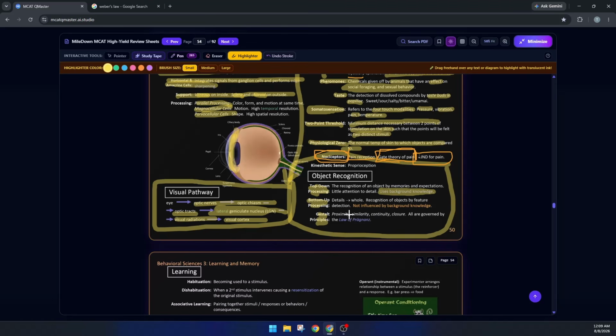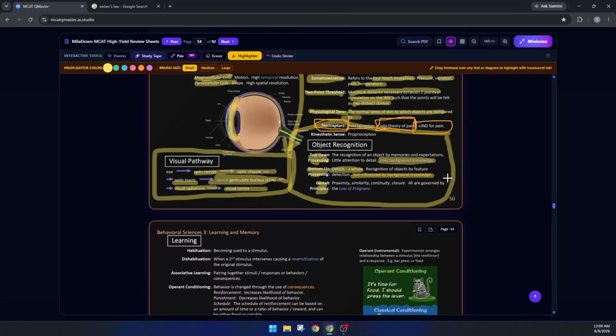Let's say you think someone who doesn't have that much money looks, dresses, and acts a certain way. That is top-down processing, using your background knowledge in order to process what you're seeing right in front of you. So then you make a stereotype right then and there. Bottom-up processing is when you take details and then you go into the whole picture. So it's the opposite of top-down, right? You're recognizing the object by feature detection, and it's not influenced by background knowledge. You're just looking at the details and looking at whether they make up a whole picture.